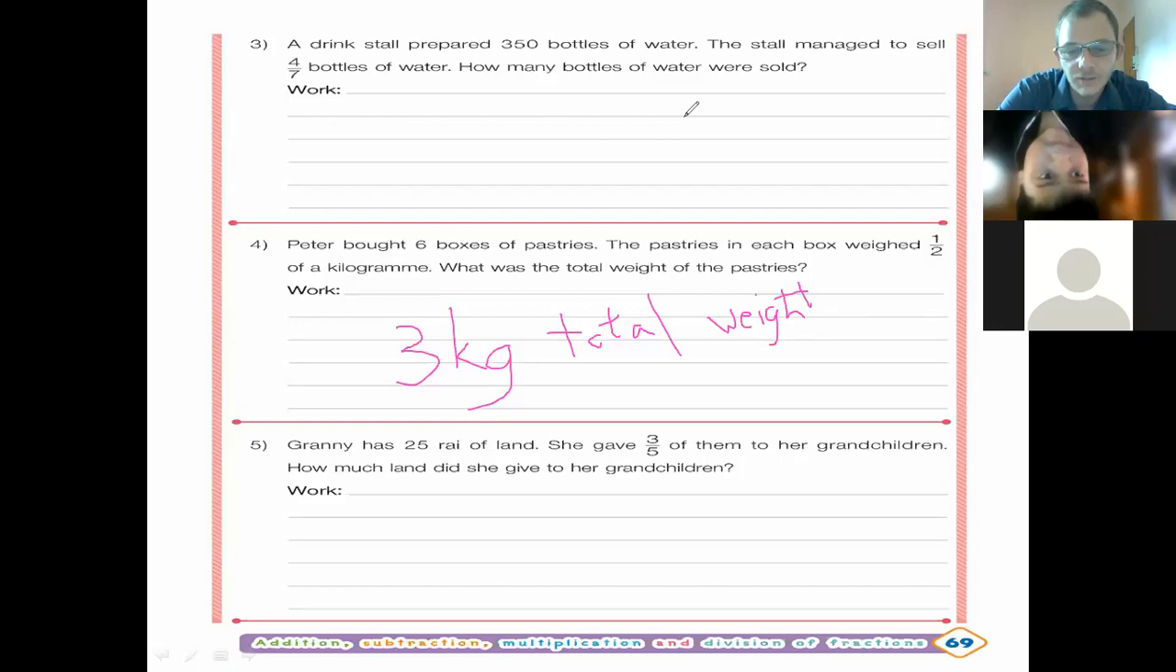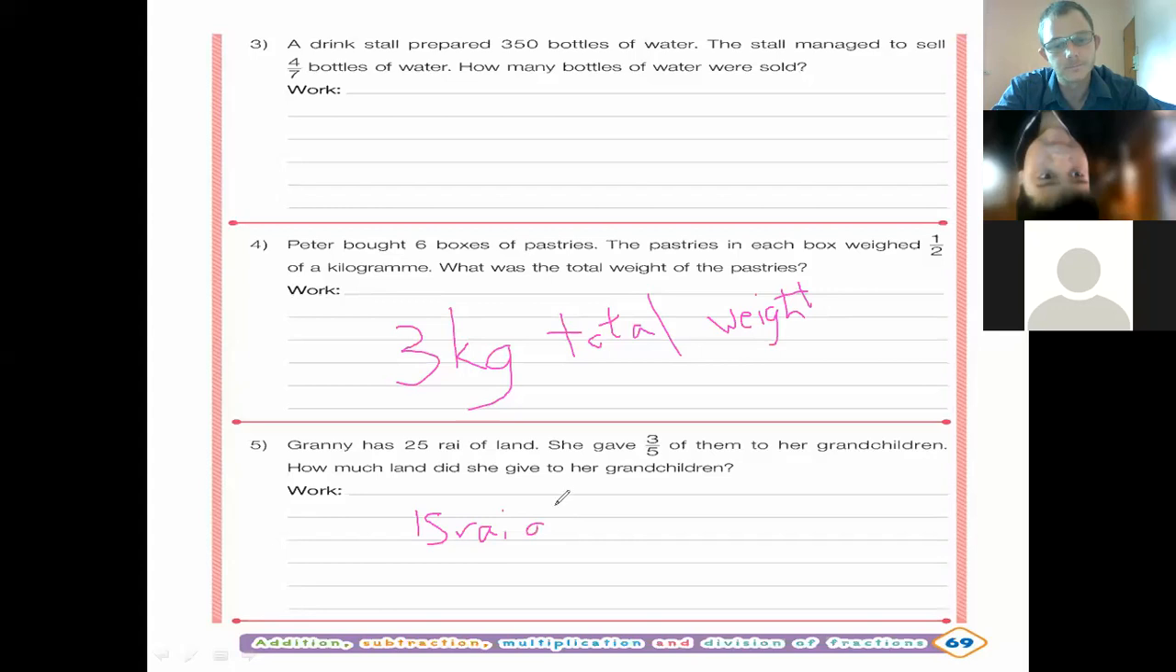How much land did she give? How much land? She has 25 rai. She gave her kids how much? Who knows? She gave her kids 15 rai.